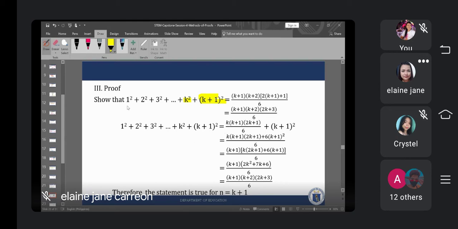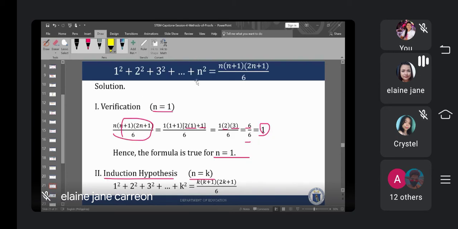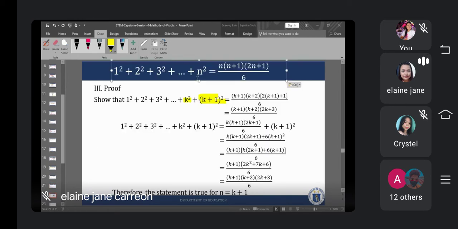Okay. 'Di ba k plus 1 yung ating nire-replace in place of n. So, this is our original formula.